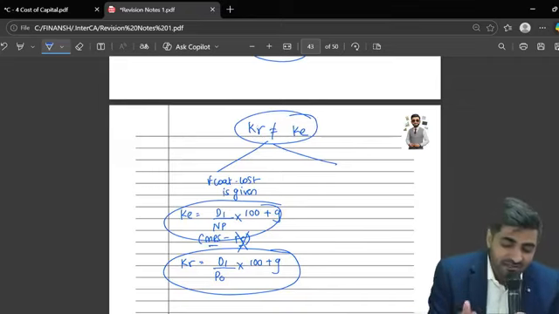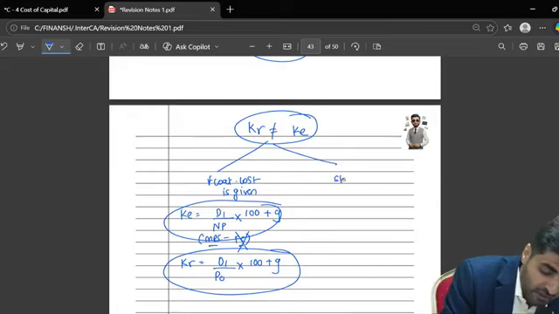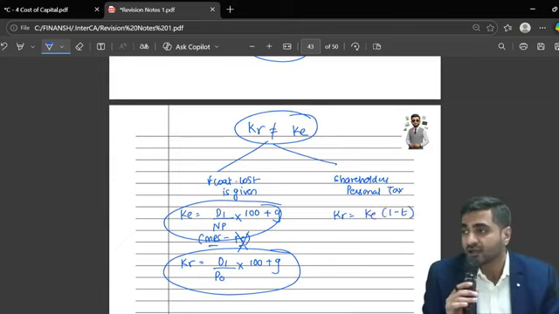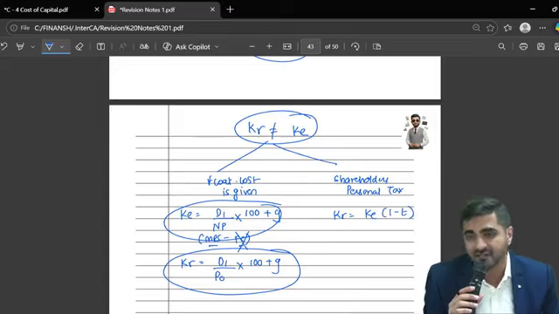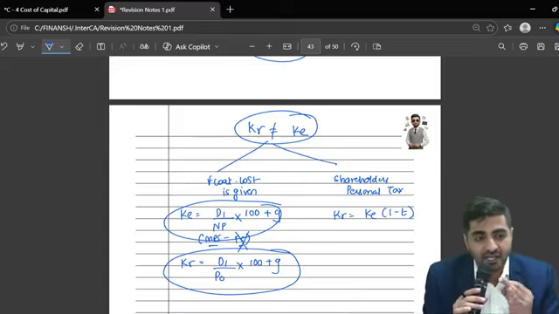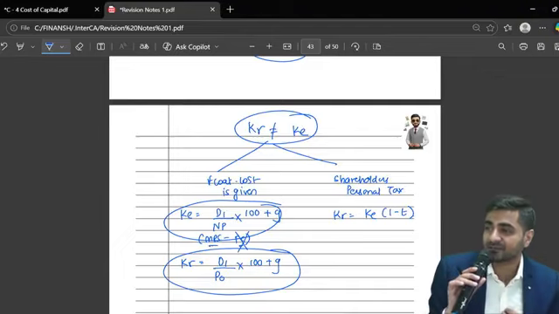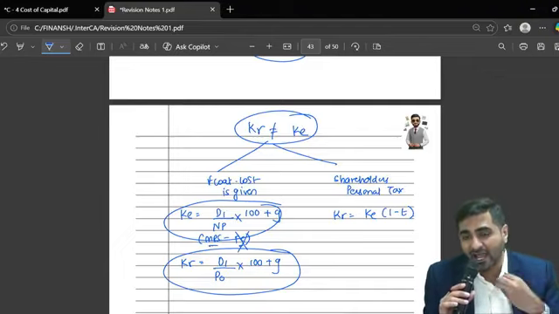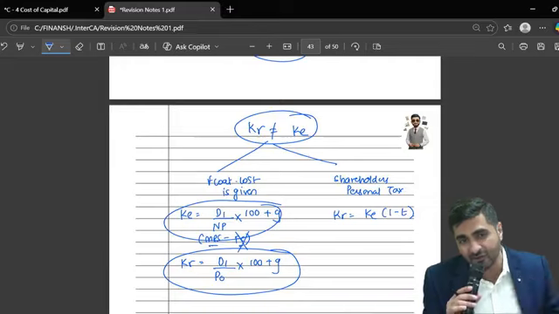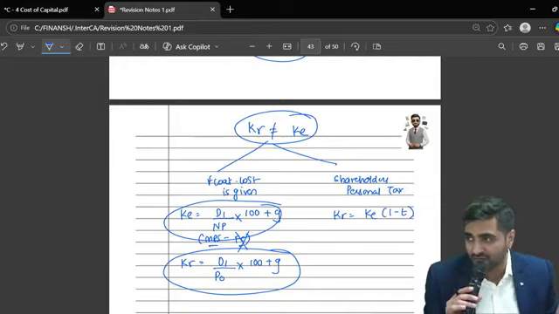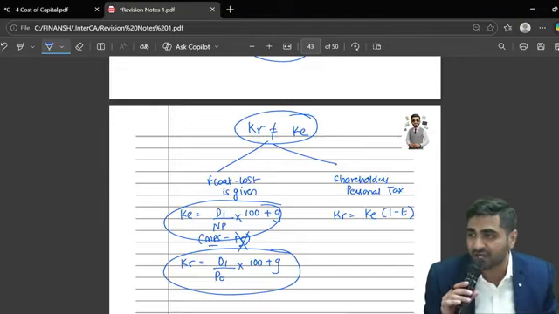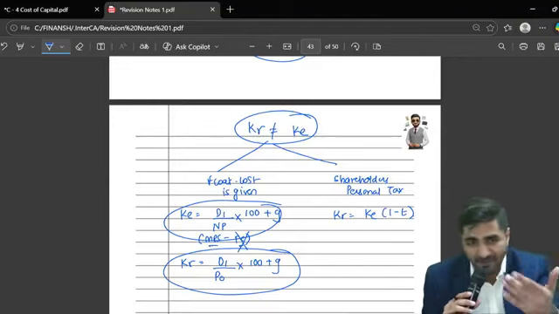Yes, sir. Similarly, when shareholders' personal tax is given to you, then whenever you are calculating KR, that will be nothing but KE into 1 minus tax rate. Now, what is the meaning of this shareholder's personal tax? Understand a situation like this. If you are an equity shareholder, I am the company, and I tell you that I am not going to distribute the dividends, I will keep it with me. Definitely you will be expecting something from that reserves and surplus.